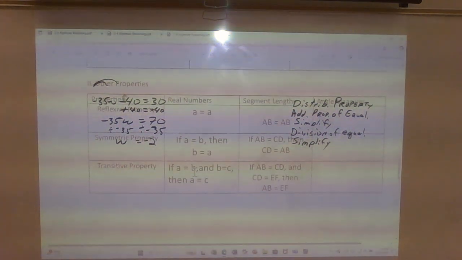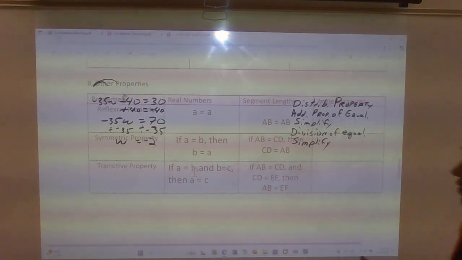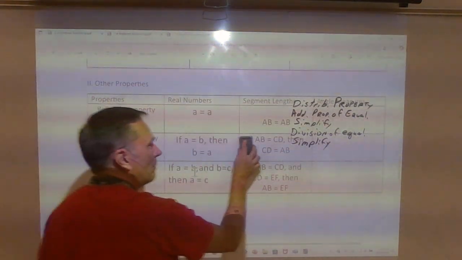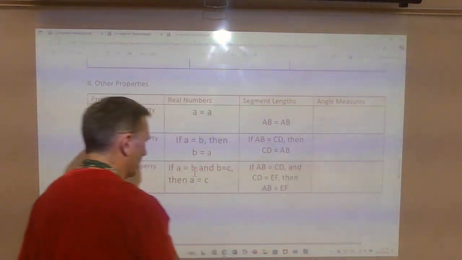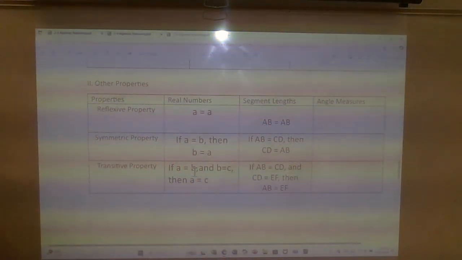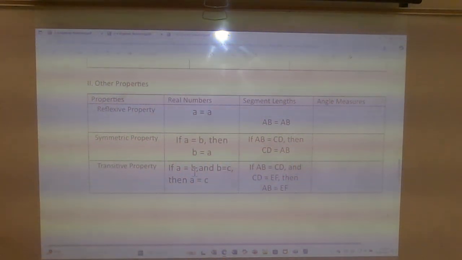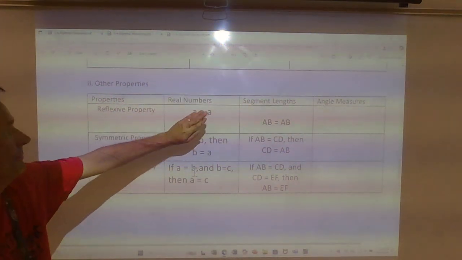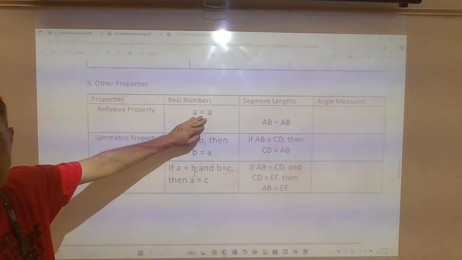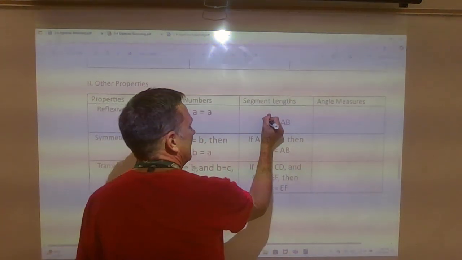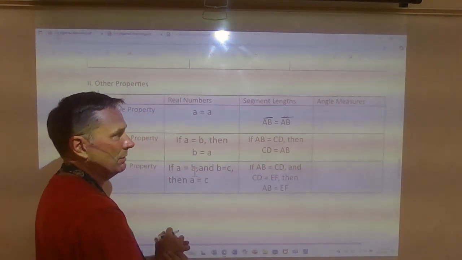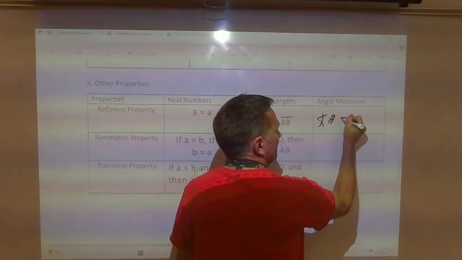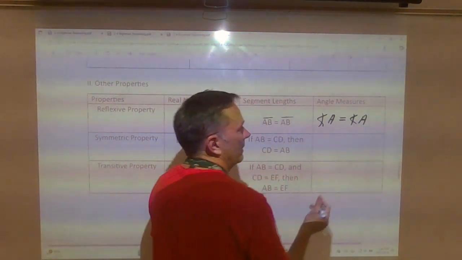Now, there are other properties of equality that we can talk about that we will be using probably a lot more in the future. We'll use them some right now, but just to kind of talk about it, the first one is the reflexive property. Very simply, A equals A. Segment AB equals segment AB. We're going to do an angle measure. Angle A equals angle A.